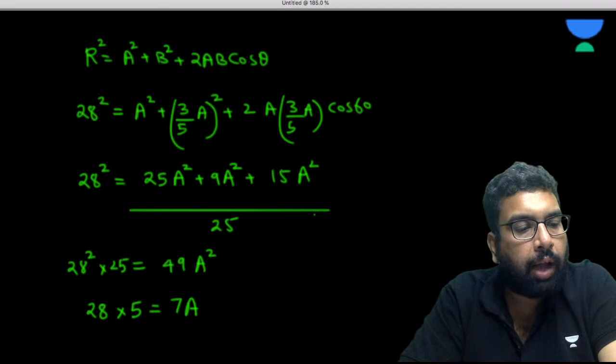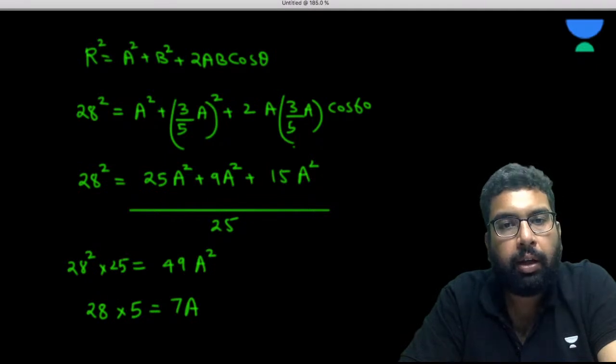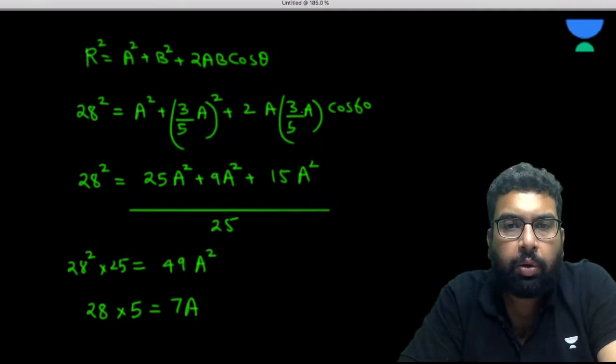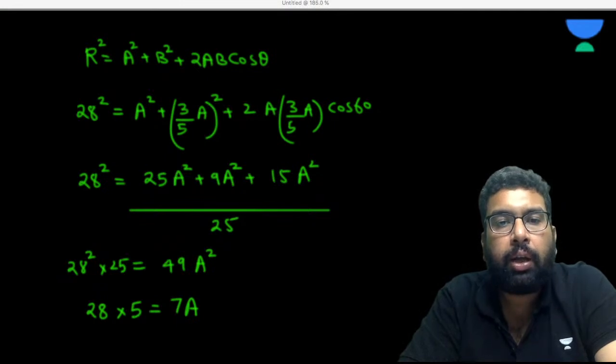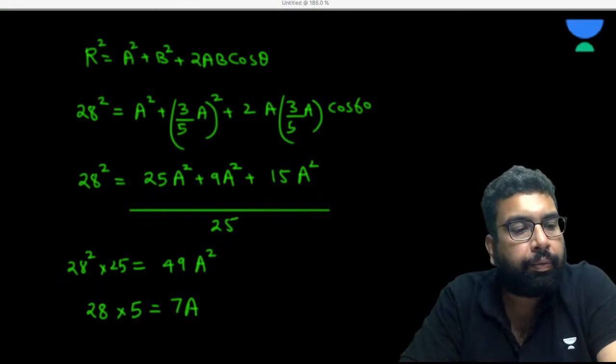So you are saying, sir, I got 15 there. Check again. Okay, okay. So we have also got 15 there, na? 30 cos 60 I was writing, na? So 30 cos 60 is what? 30 cos 60 is 15 only, na?